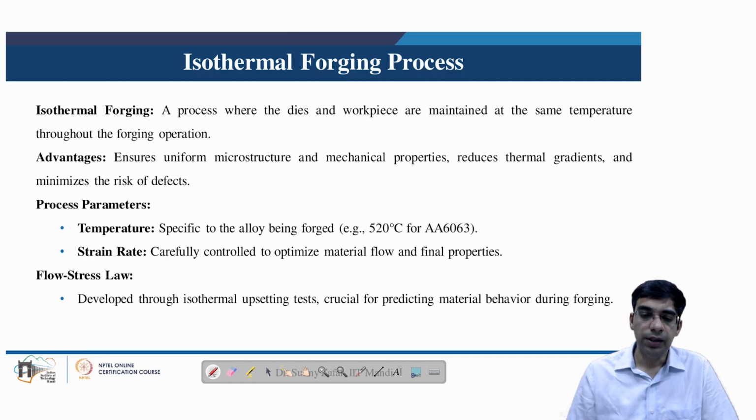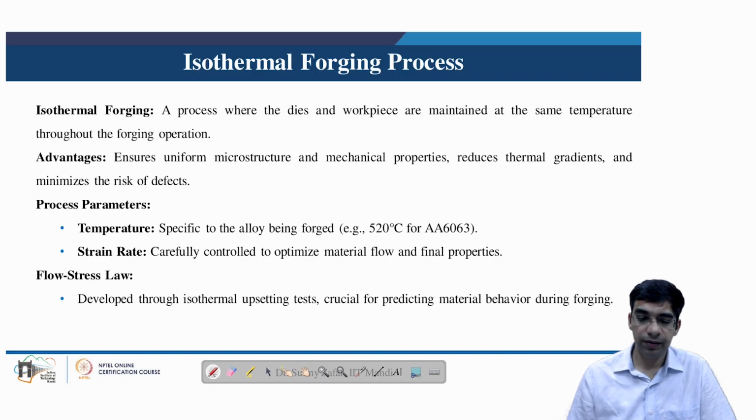Next process in the forging processes which are popularly used in hydro turbine manufacturing involves isothermal forging process. So isothermal, as the name is indicating, in this process the die and the workpiece are maintained at the same temperature throughout the forging process. The advantages of this process involve ensuring uniform microstructure and mechanical properties, reduced thermal gradients, and it also helps to minimize the risk of defects.